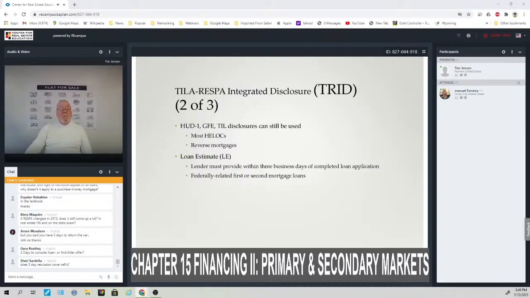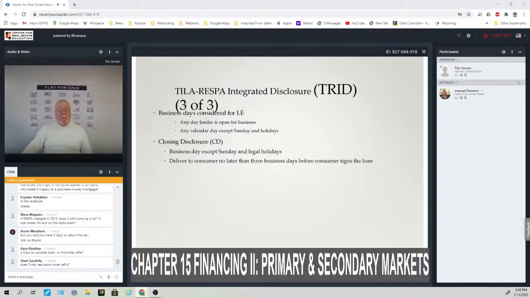And the loan estimate, the lender must provide within 3 business days of completing the loan application originally, for the original loan estimate, excuse me, and then 7 days before the closing for the final loan estimate. Business days are 3 business days before a closing, but not including Sundays and holidays. So 3 business days, Monday through Friday, is any day a lender or business is open. So Saturdays could be included in that.